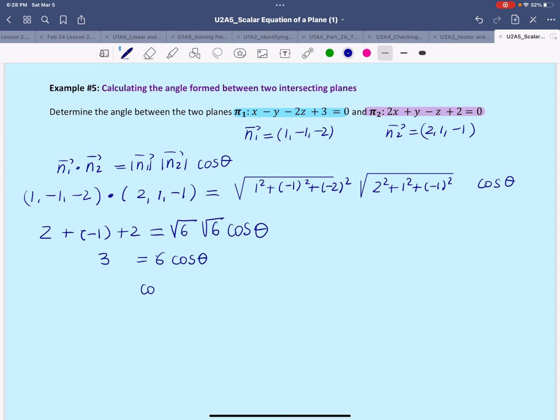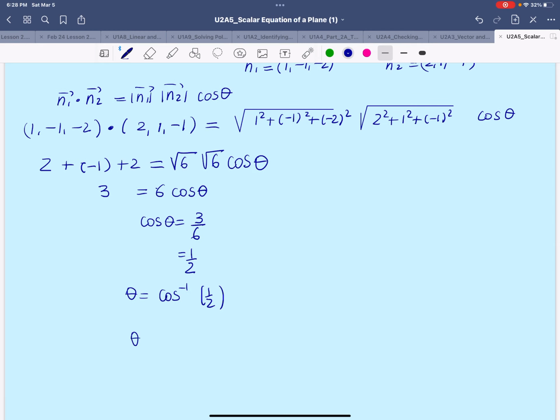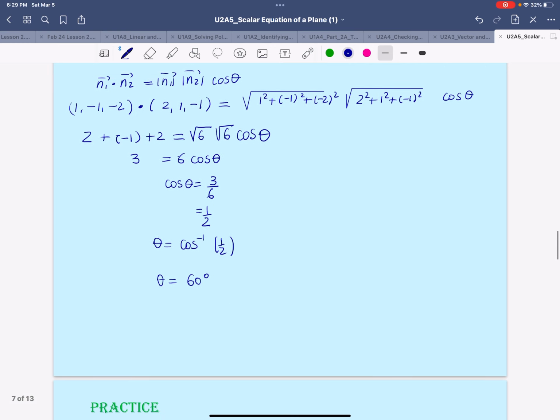So that makes cos theta equal to 3 over 6, or 1 over 2, which makes angle theta equal to inverse cos of 1 over 2. And that would be the angle 60 degrees. So the two planes will make an angle of 60 degrees with one another.